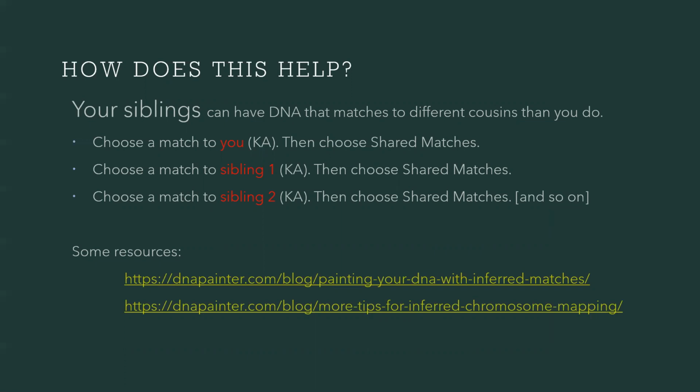If I choose a match to me, I chose KA, and I look at shared matches, and then I choose a match to my sister with KA and do shared matches, and I choose a match to my brother with KA and choose shared matches, and so on if you have more siblings, then what you can do is compile a list of the people who match one of you, two of you, or three of you. And those are all inferred matches of you, even if you do not share DNA and have a shared match.